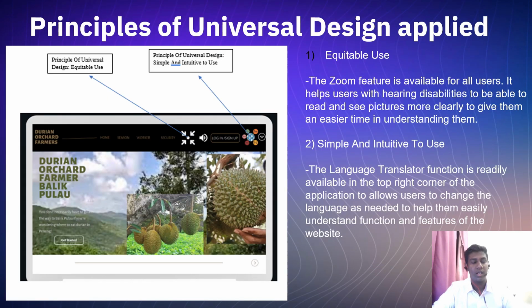And now I will move on to the principles of universal design applied. The first one is equitable use. We use it in the zoom feature, which is available for all users. It helps users with hearing disabilities to be able to read and see the picture more clearly, to give them an easier time understanding.